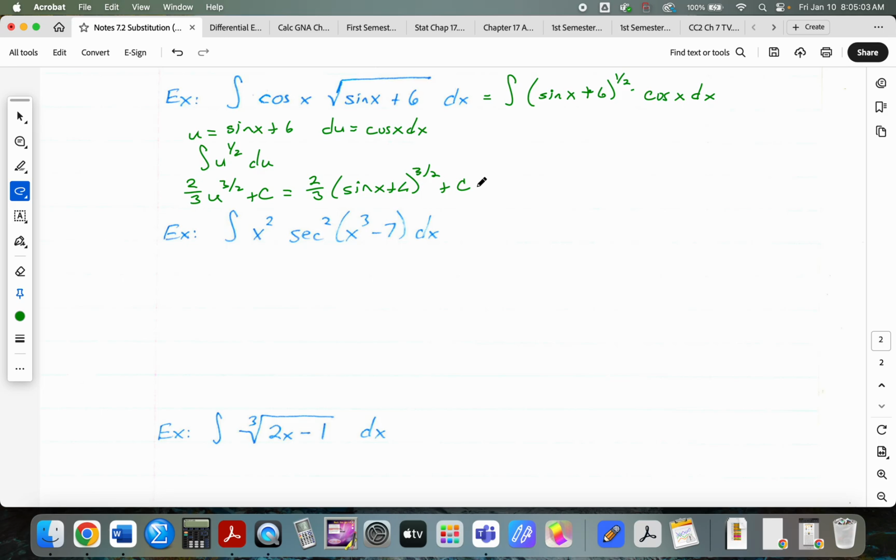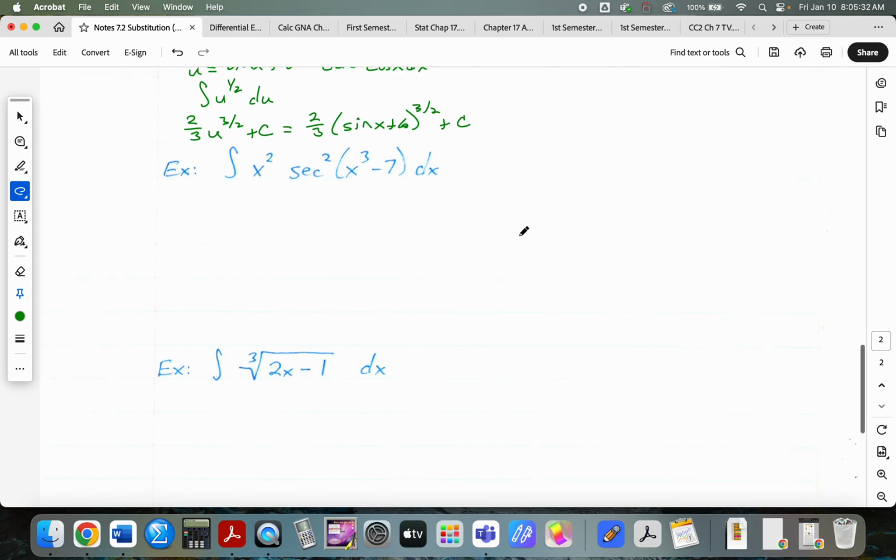Again, I'll point out, you could have done this just by undoing the chain rule. Once you have it like this, if you recognize that the cosine of x is exactly the derivative of sine of x plus 6, we just need to worry about the outside part. So we're just taking the antiderivative of something to the 1/2 power, which would be 2/3 of that something raised to the 3/2 plus a constant.